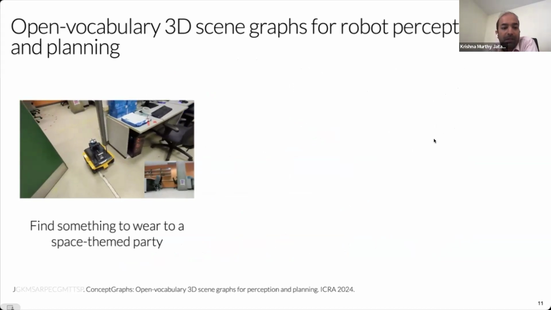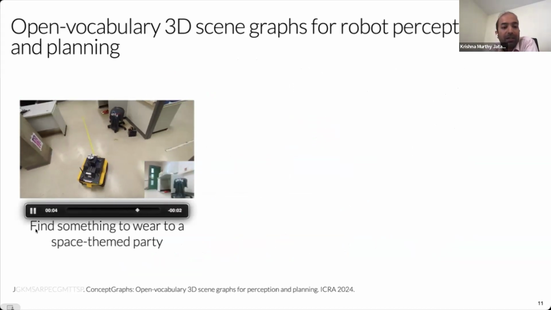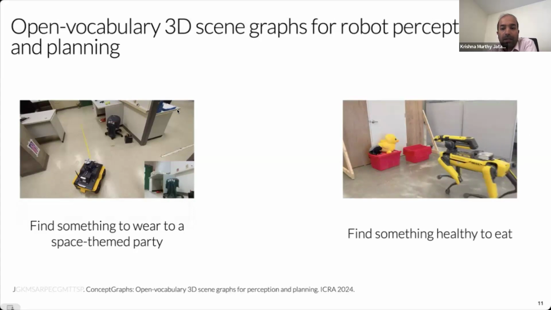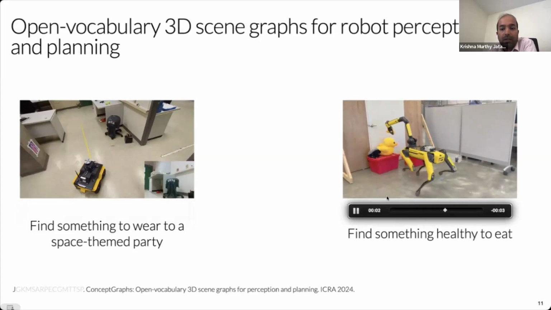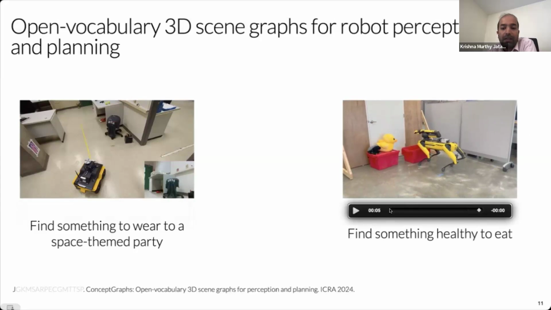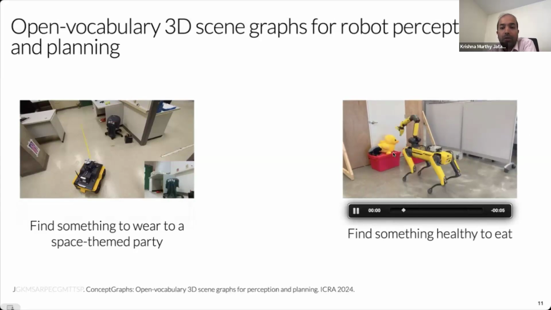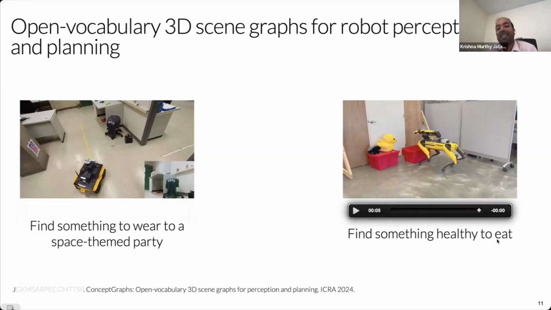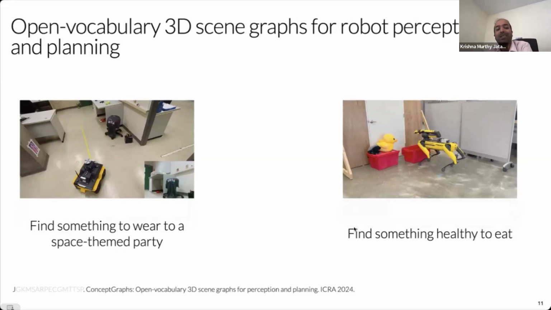For example, over here, there's a ClearPath Jackal robot tasked with the query of finding something to wear for a space-themed party. I'm not sure how clear it is on your screen, but you can see that the robot, and the bottom right is the robot's view, it ends up with a t-shirt that says NASA written on it. Or in this case, there's a Spot Mini tasked with finding something healthy to eat, and there's a mango that it goes to pick up. Of course, it's a plastic mango, and you can't really eat that mango, but that's what the something healthy to eat query resolves to.